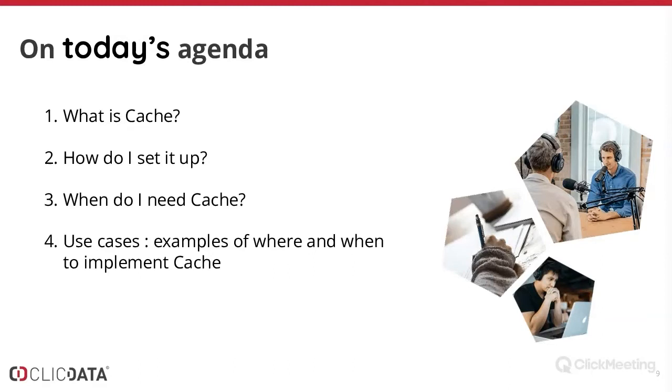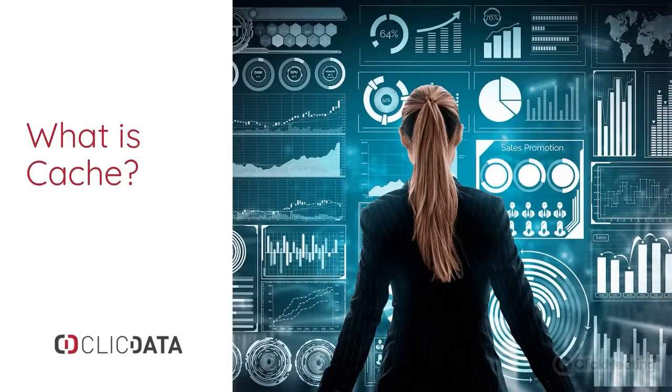So this is the agenda. We're first looking at what is cache exactly, what does it do, and then how do we set it up? When do we need it? That's actually a question that comes up very often. And then we're going to look at some examples, some use cases, and resolutions of cache issues that we resolved with the team. Okay, so let's go into the first section.